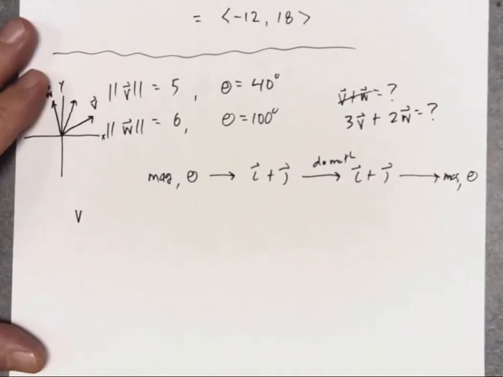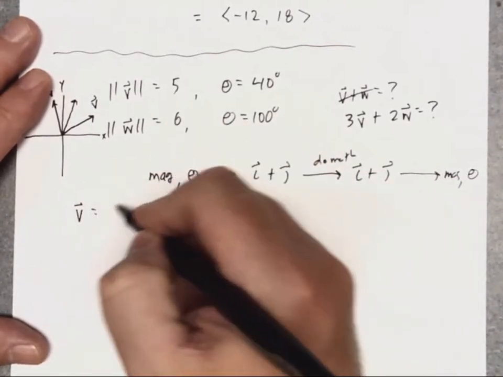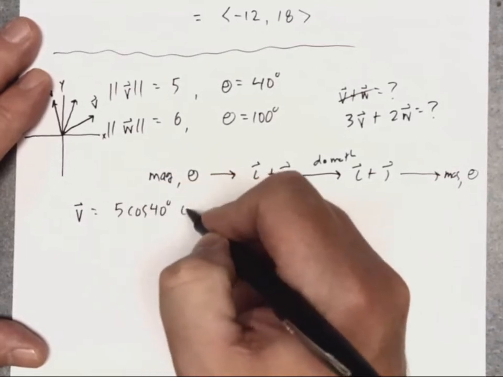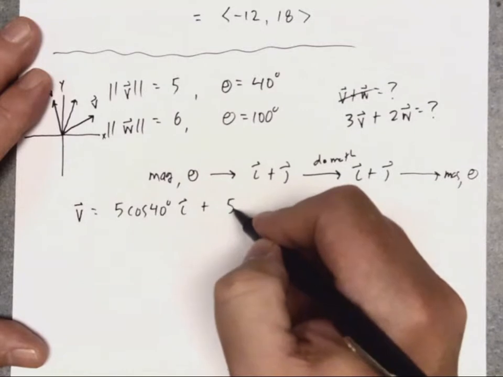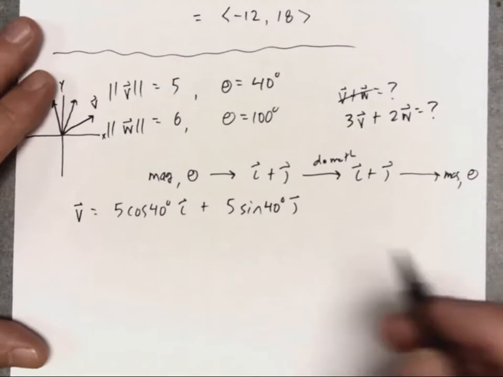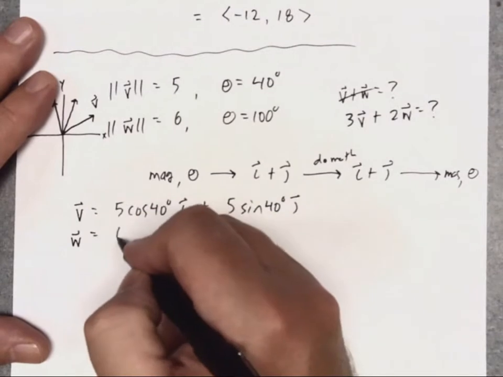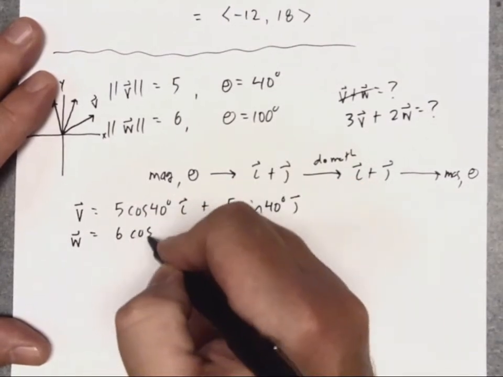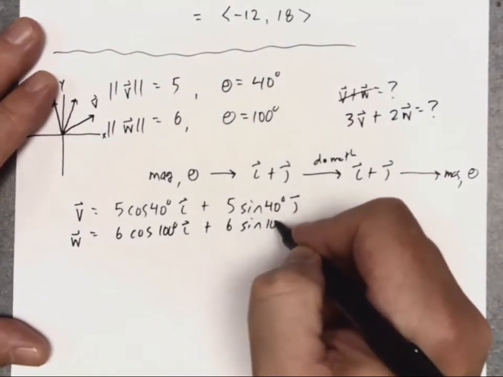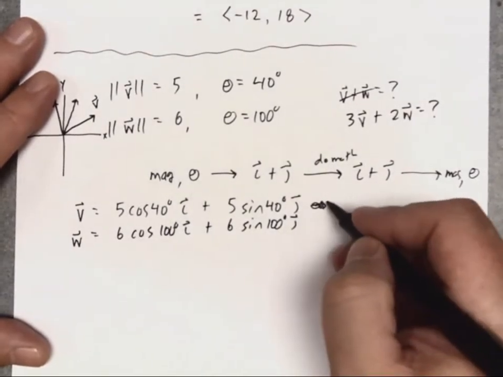So how would we do it mathematically? Well, we take the vector v, and I'm going to write it as an ij vector. You take the magnitude times the cosine of the angle, that's your i. Then the magnitude times the sine of the angle, and that's j. Do the same thing for w, except now my magnitude is 6 and my angle is 100. So 6 cosine of 100 degrees i plus 6 sine of 100 degrees j.